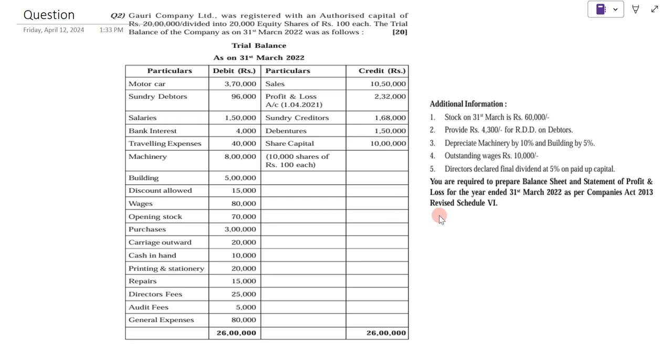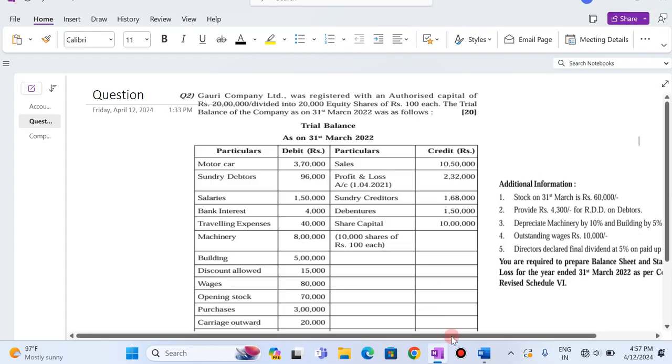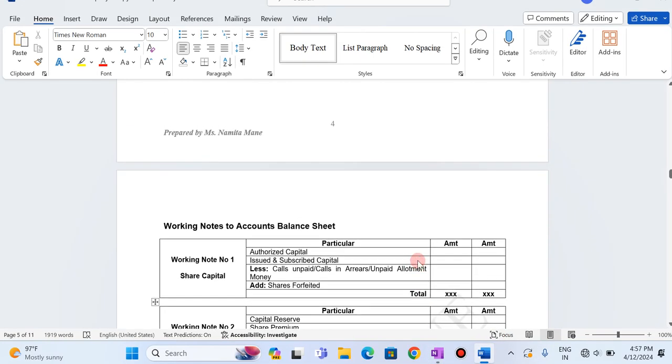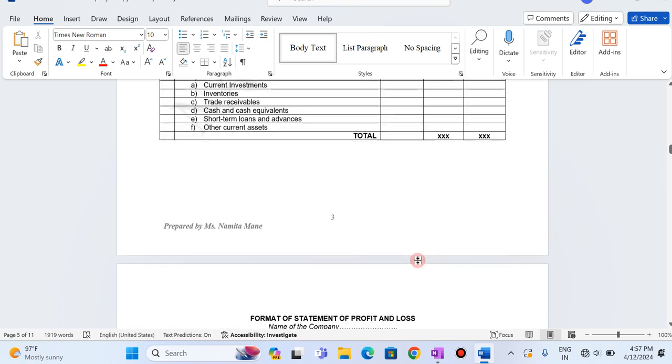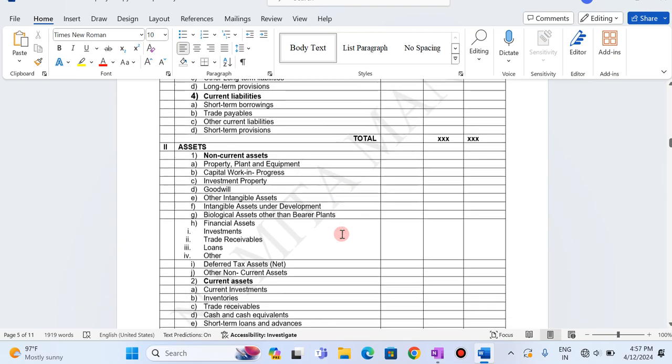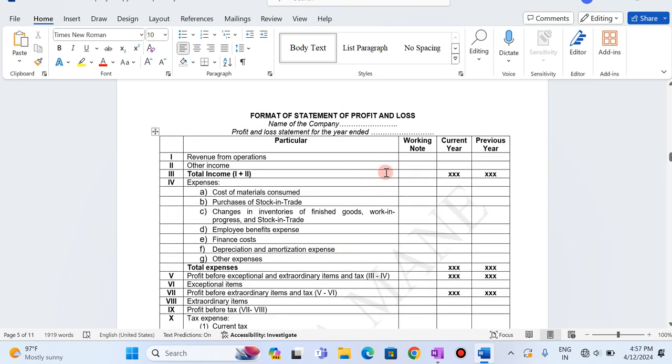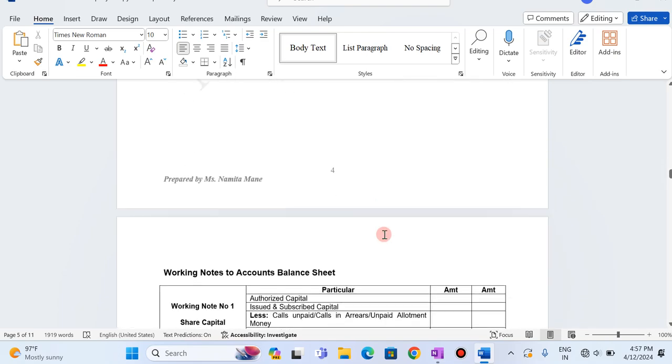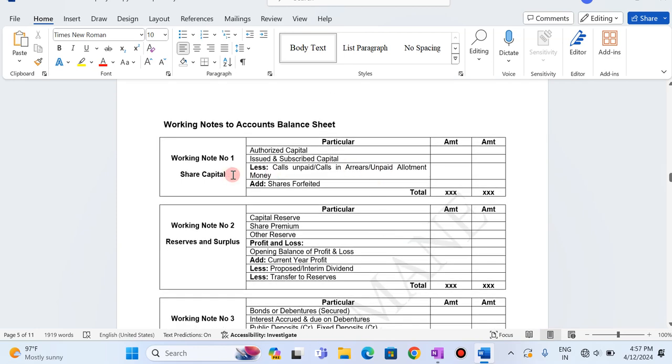First, you have to prepare the balance sheet as per Companies Act 2013. Second step is to prepare the statement of profit and loss account. Then we have to prepare the necessary working notes. In my last lecture I have discussed the format of balance sheet and format of profit and loss account. So this is the format of balance sheet and this is the format of profit and loss account. Along with this format I have given you the working notes also.